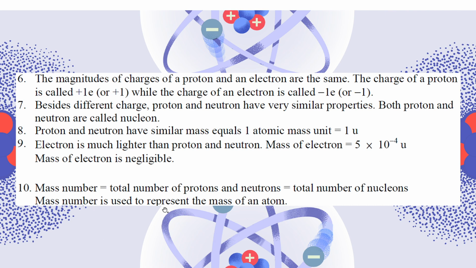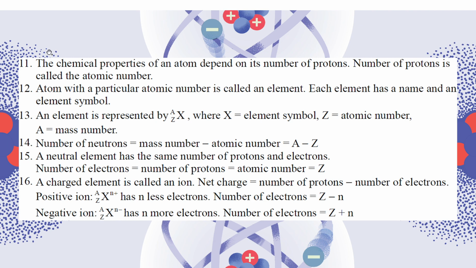So mass number is the total number of nucleons. It is used to represent the mass of an atom because most of the mass of an atom is in the neutrons and protons, the nucleons. The mass of an electron is how light? 1 over 2000 of a proton. The chemical properties of an atom depend on the number of protons, and also on the number of electrons, because an atom is neutral, we assume. So the number of protons and the number of electrons are the same in an atom.